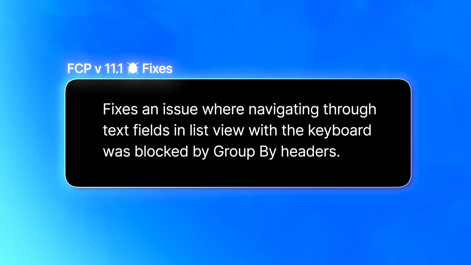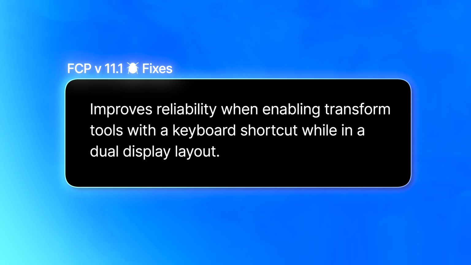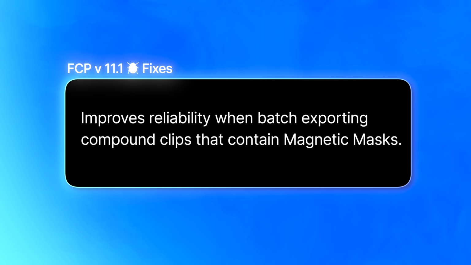Apple has also added a bunch of different bug fixes, which aren't that exciting, but maybe you've had issues with your Final Cut. So some of these may make you happy to hear. They fixed an issue where navigating through text fields in list view with the keyboard was blocked by group by headers. They improved the reliability when enabling transform tools with a keyboard shortcut while in a dual display layout. They improved reliability when batch exporting compound clips that contain magnetic masks.